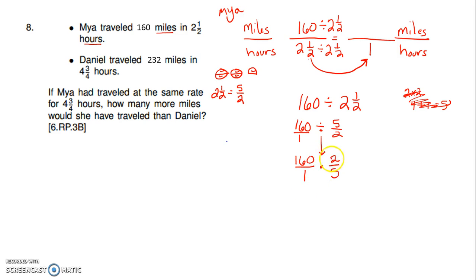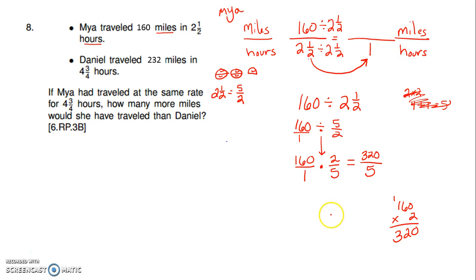Then you can multiply straight across the top and straight across the bottom. 160 times 2: 2 times 0 is 0. 2 times 6 is 12, put down a 2, carry a 1. 2 times 1 is 2, and 1 more is 3. 160 times 2 is 320. Then we have 320 divided by 5.